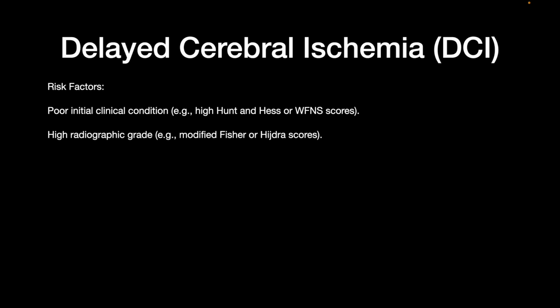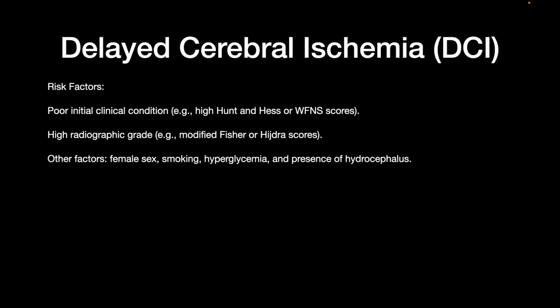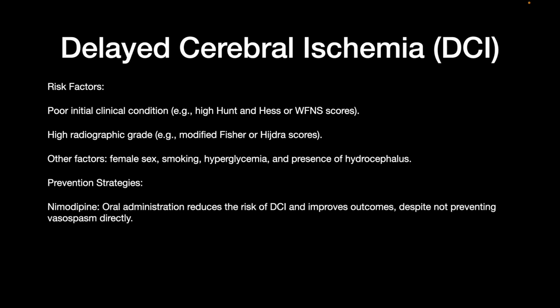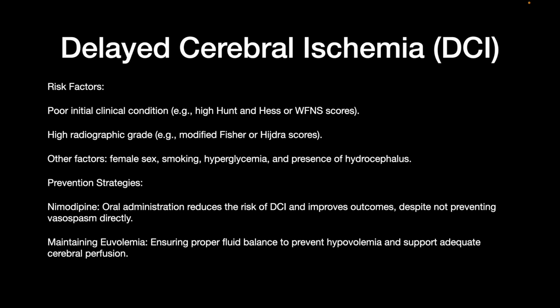Now, how do we prevent this delayed cerebral ischemia? The risk factors are poor initial clinical condition by the scorings that we have already seen, high radiographic grade, and other factors being female sex, smoking, hyperglycemia, presence of hydrocephalus. Prevention can be done by nimodipine, which is given orally, and maintaining euvolemia, avoiding hypotension.